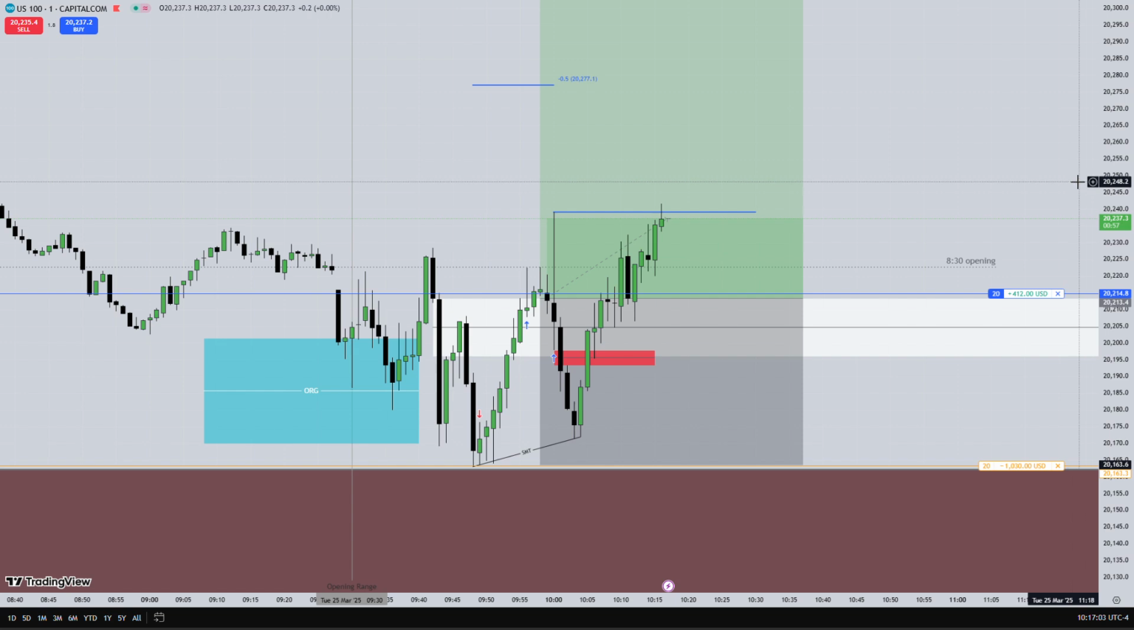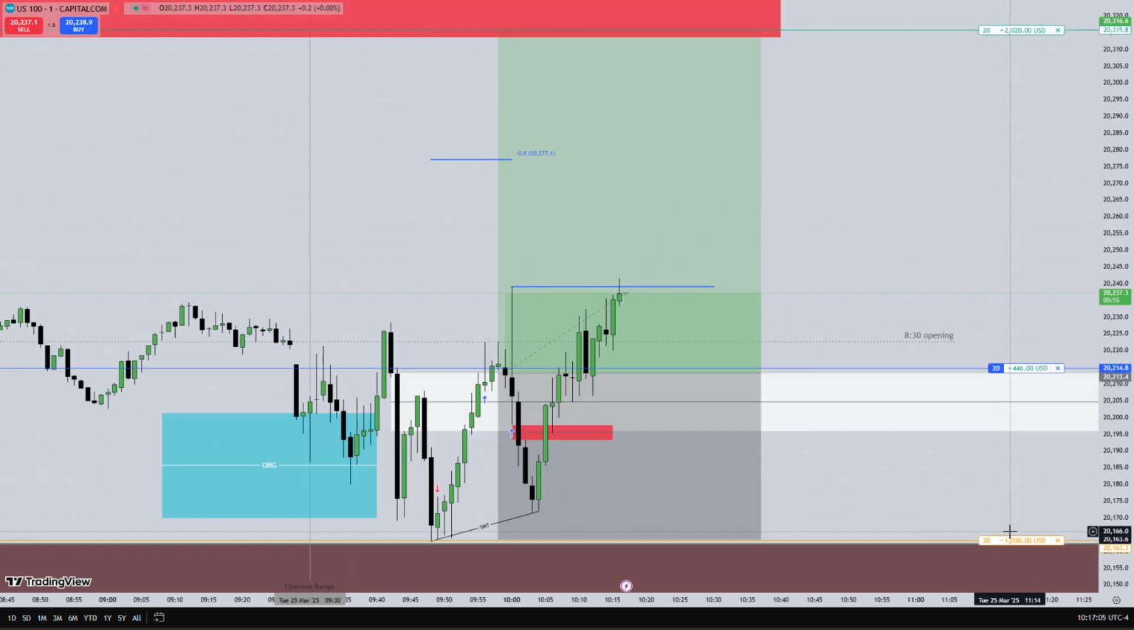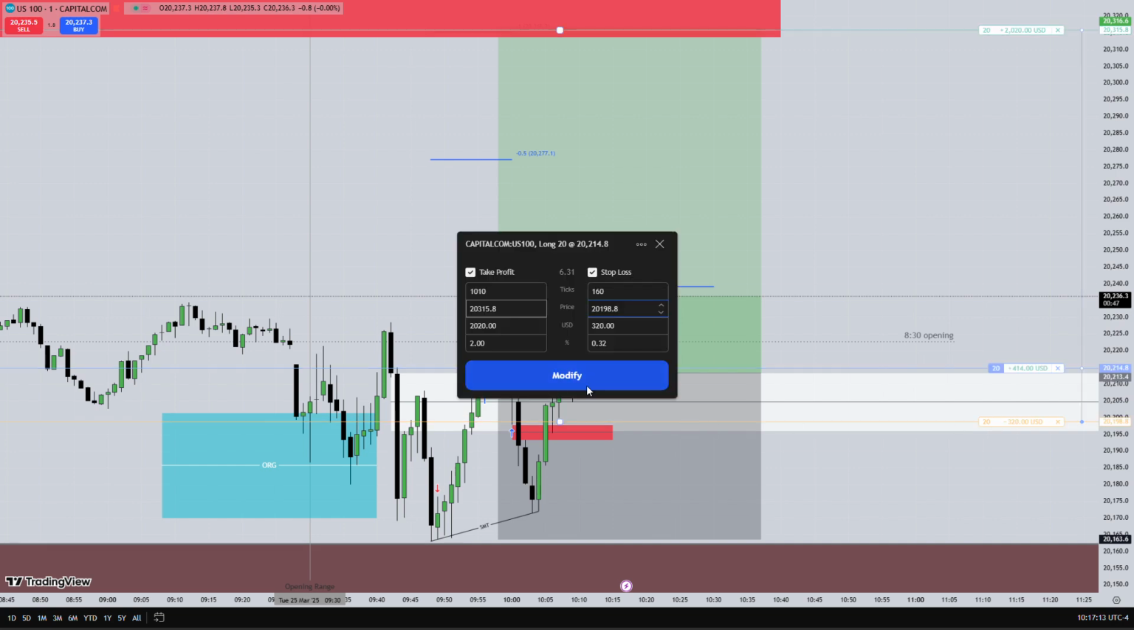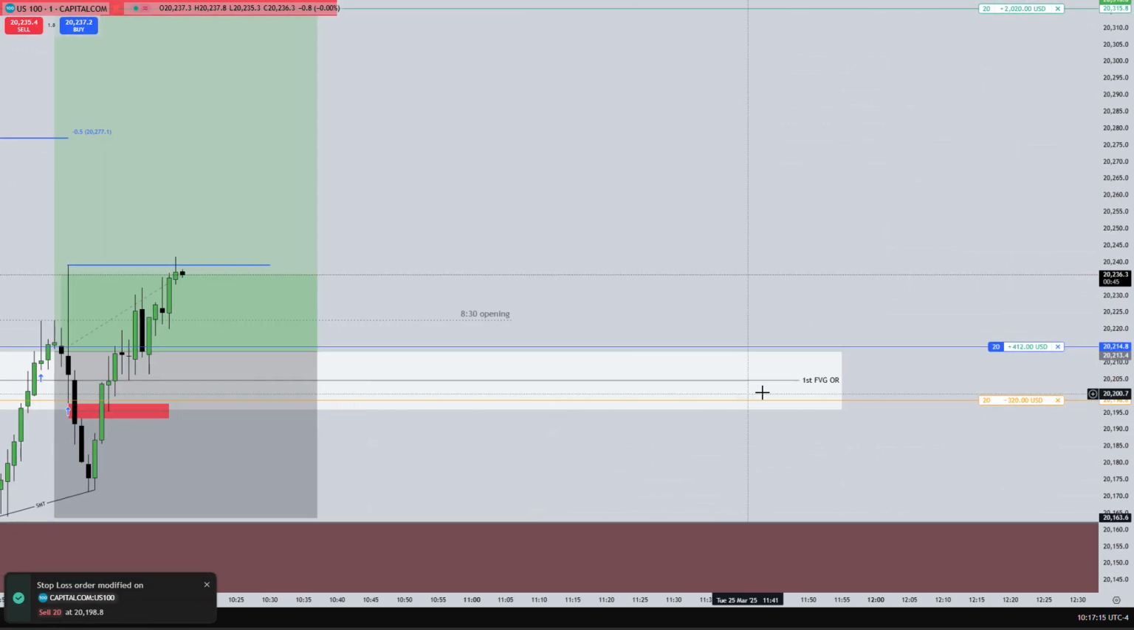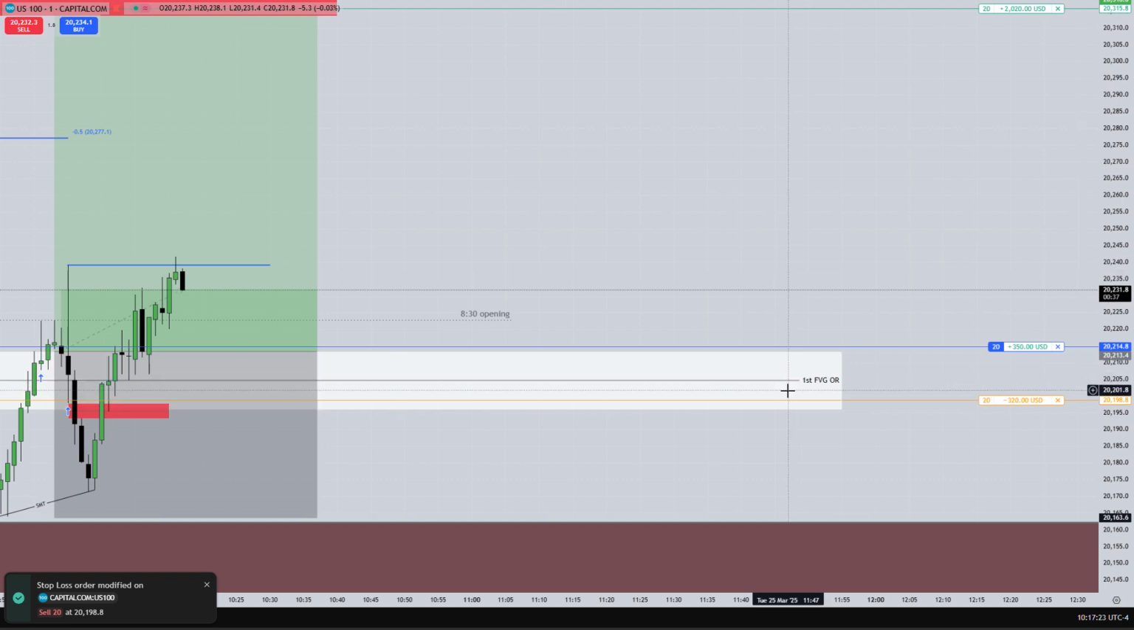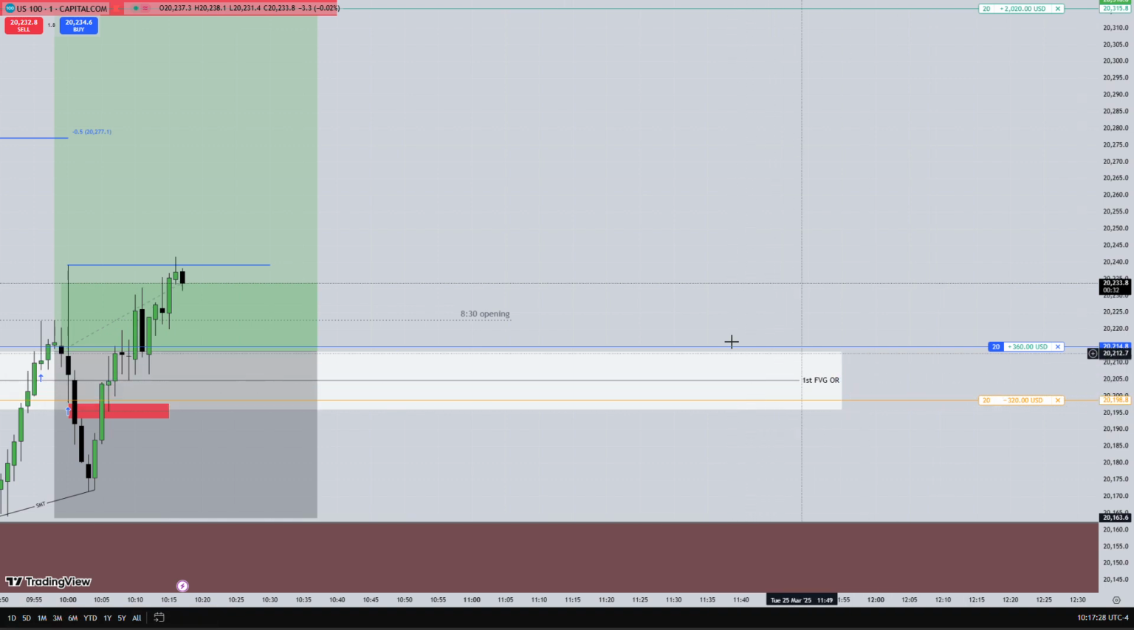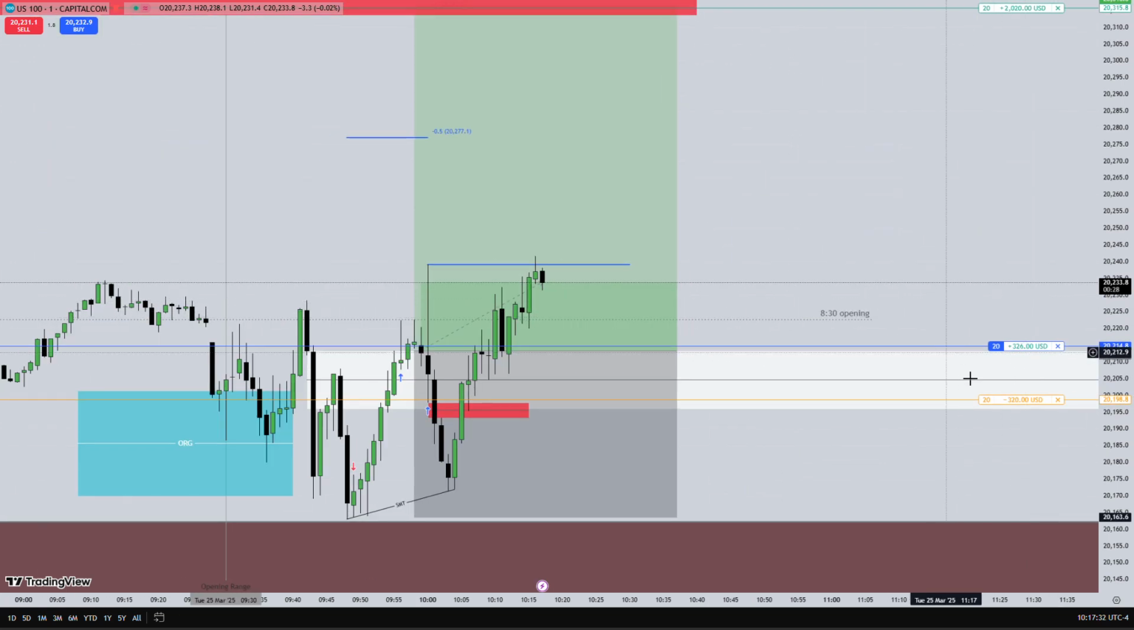Give me that money. Okay, so I'm gonna move my stop loss now below the 50% of the first percent fair value gap. Here is the first percent fair value gap, so stop loss is about how many points? It's about 7 points below the consequent encroachment. So I'm fine with that. Stop loss is right here.